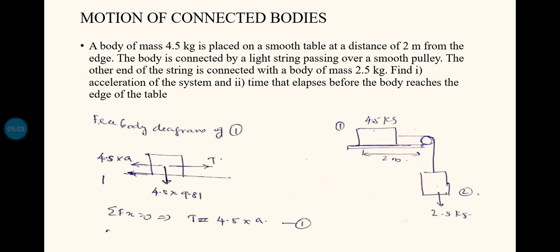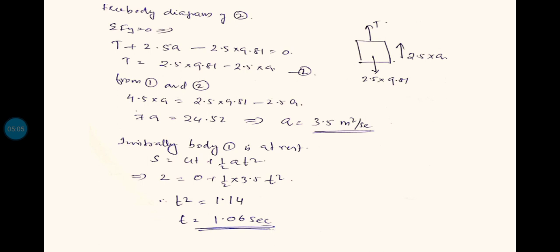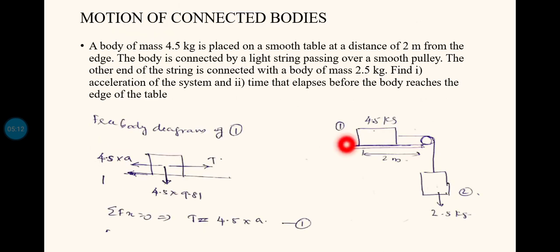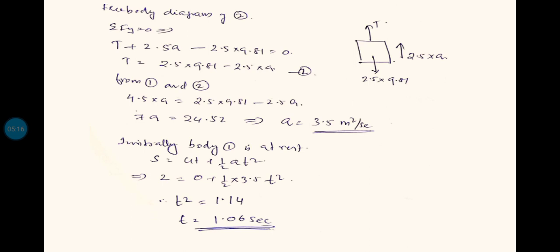So that is our equation 1, T is equal to 4.5a. From that you got a relation between T and a. Now the second free body diagram, there is nothing to do with the sigma Fy in the first case. So I am considering the free body diagram of the second one. So this is the free body diagram of the second body.